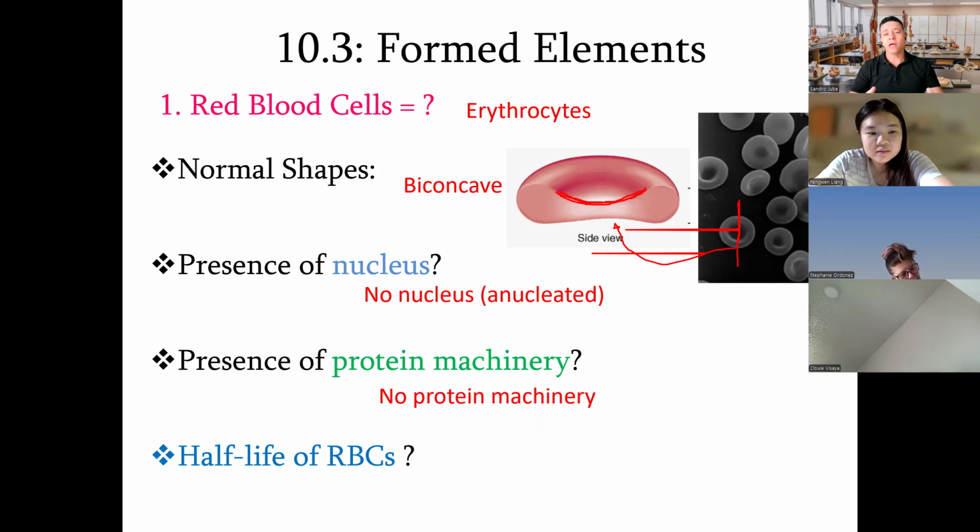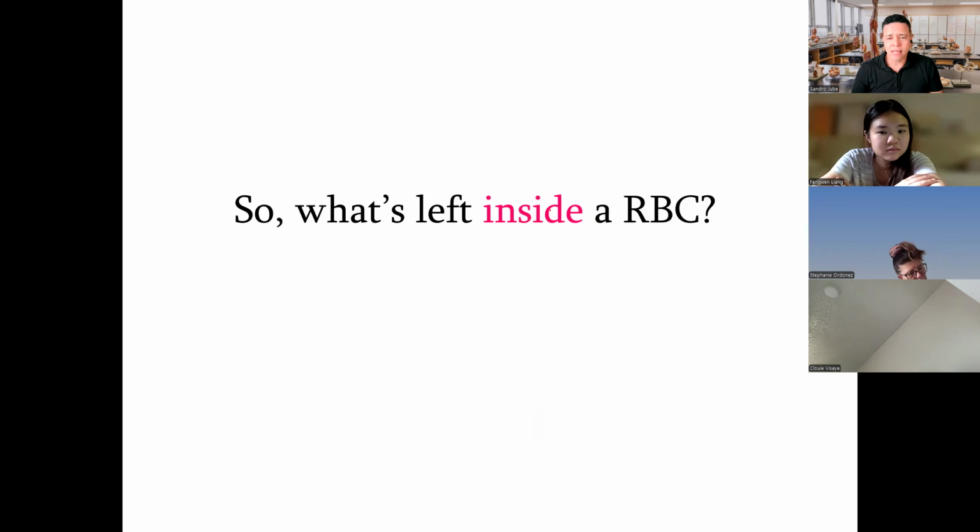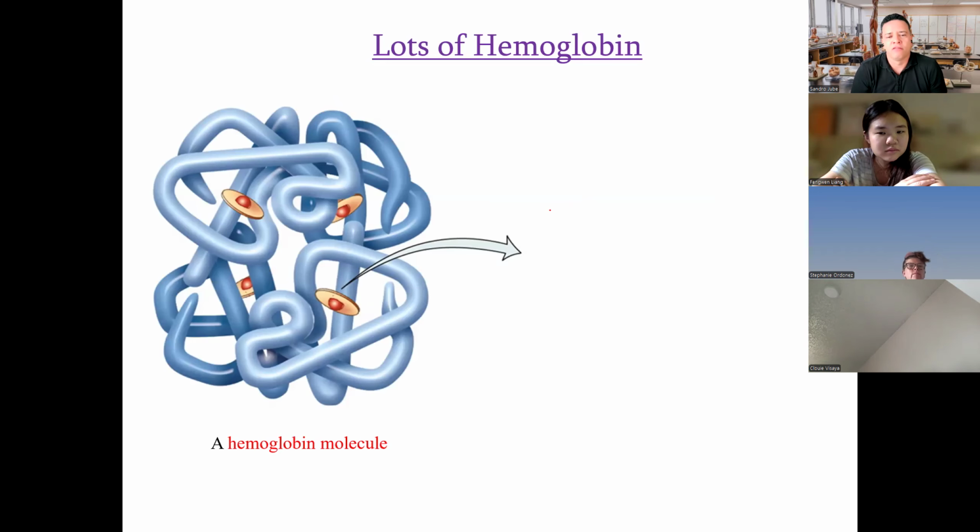Okay? And because the red blood cells lost all of these organelles, they don't survive very long. The half-life of a red blood cell is only about 120 days at most, and then they're going to die. Okay? So what is left inside the red blood cell? This guy right here, folks. Lots and lots and lots of hemoglobin. What is a hemoglobin? A hemoglobin is a protein that is responsible for the attachment and distribution of oxygen gas in our body.